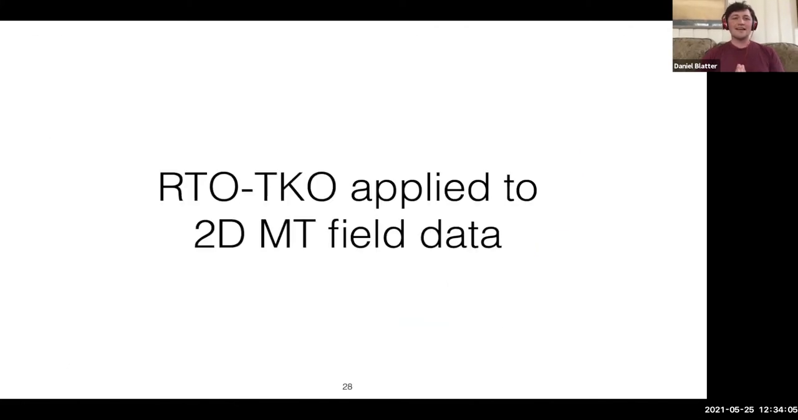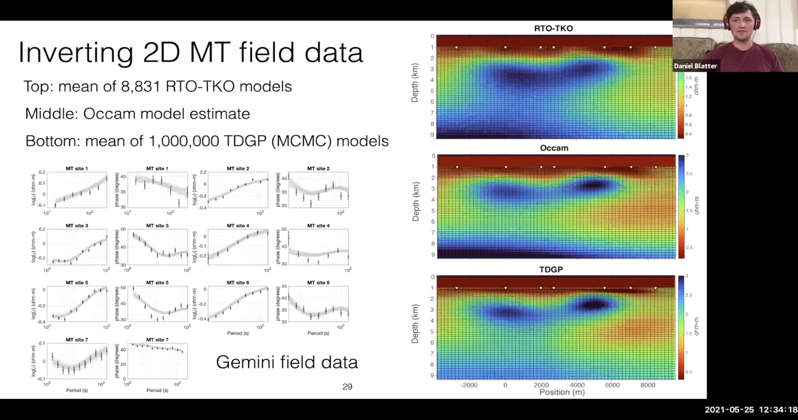All right, I've been talking about inverting 1D problems just to sort of demonstrate the method, but what really matters is applying this to larger problems. So let's invert some 2D MT field data using RTO-TKO. This is the Gemini field data set.